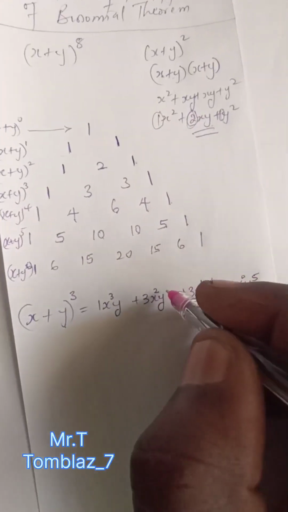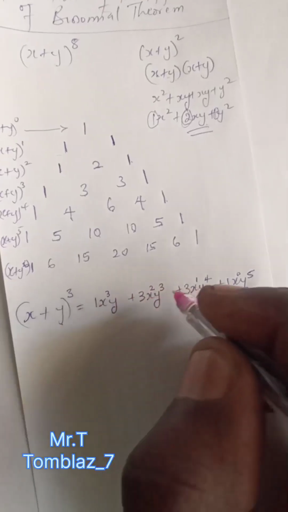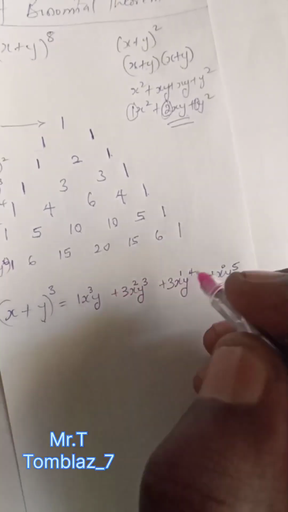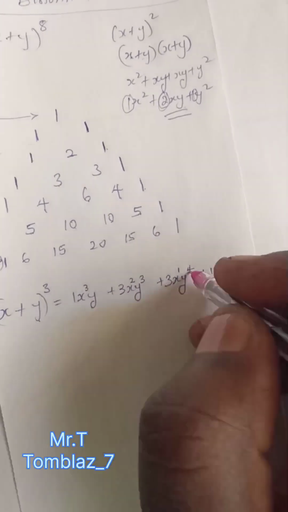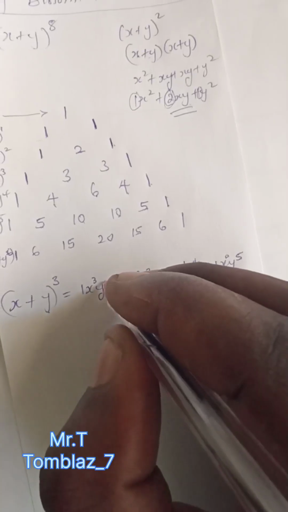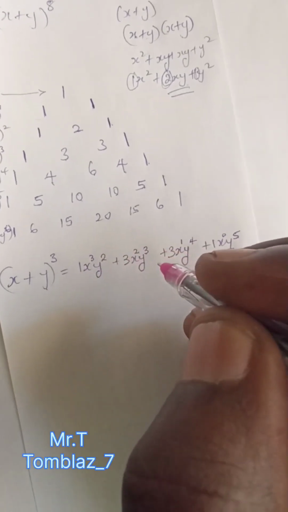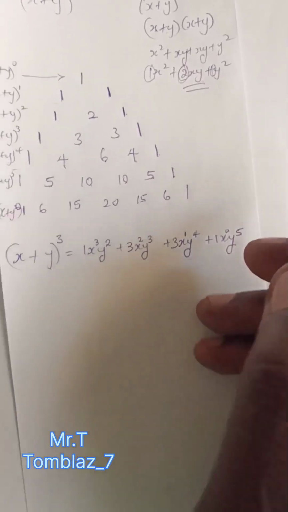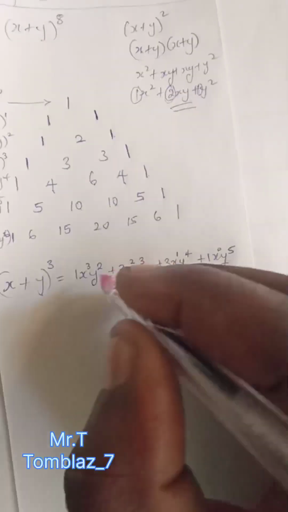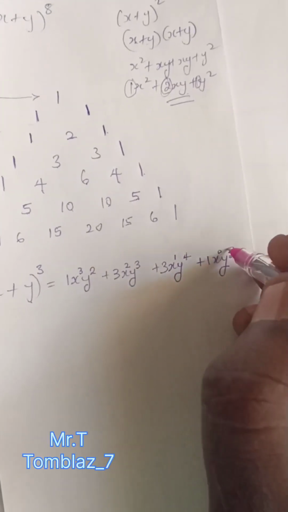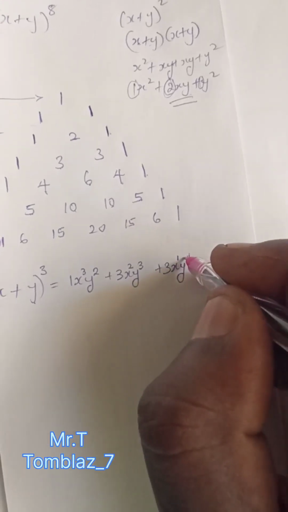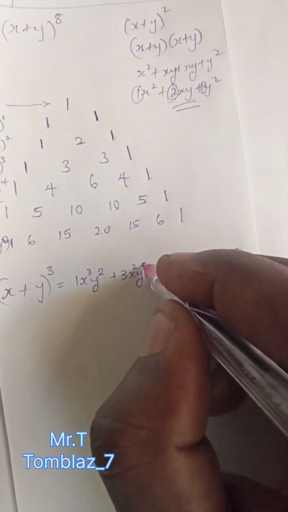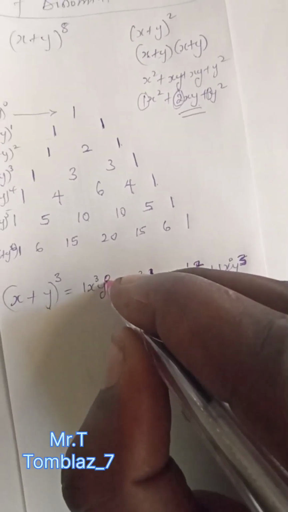So we have 4, 3, we have 5, 4, 3, 2. Sorry please, this is supposed to be 3, 3, 2, 1, and 0.